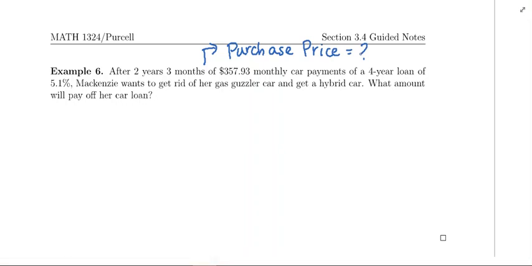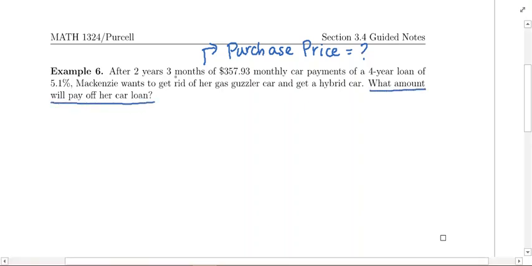She's been making these monthly payments for 2 years and 3 months, and now she wants to get a new car that's more practical. And so she has to pay off her car loan. She still owes money on the car, so she's got to settle her debt with her loan company. The last sentence says, what amount will pay off her car loan. What we're trying to figure out is how much she still owes against the purchase price.